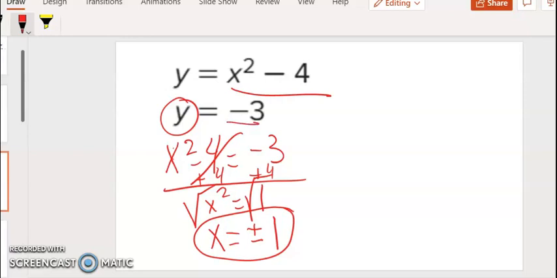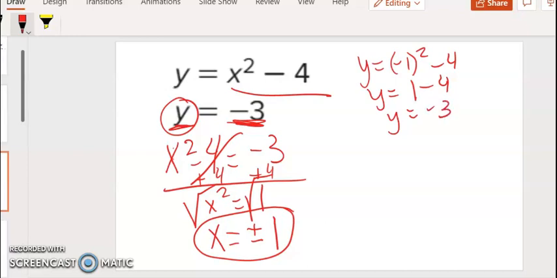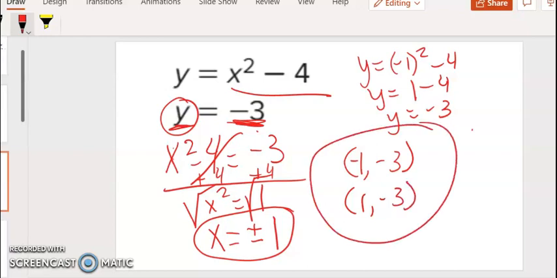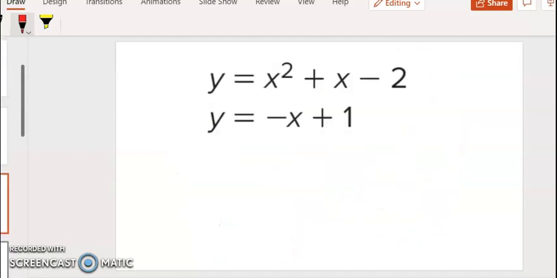No matter what, my y value is going to be negative 3. Now we're going to try it just in case. We're going to stick a negative 1 in for x. Negative 1 squared is 1, and 1 minus 4 is negative 3. I still got negative 3. So my solutions are negative 1, negative 3, and 1, negative 3. Those are the solutions to this system. Let's try one more with solving algebraically.